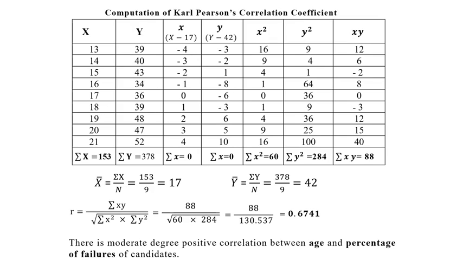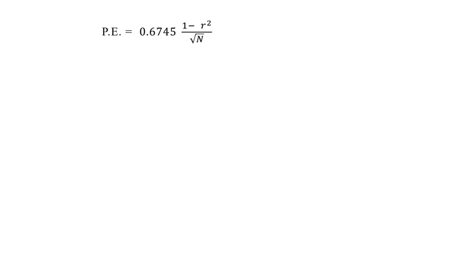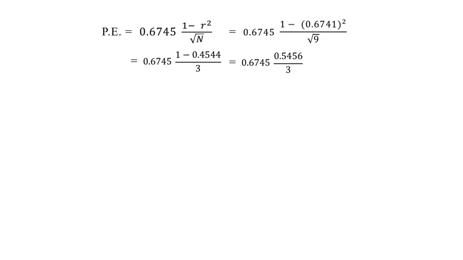This is about the calculation of correlation. We have to interpret this correlation using probable error. Therefore, let us find PE first. PE equals 0.6745 into (1 minus r square) divided by square root of n. Substitute the values: 0.6745 remains the same, 1 minus 0.6741 square, divided by square root of 9, as 9 pairs are given in the problem. Simplifying, 0.6745 into (1 minus 0.4544) divided by square root of 9, which is 3. So 0.6745 into 0.5456 divided by 3 equals 0.6745 into 0.18186, which equals 0.1227. This is the value of the probable error.